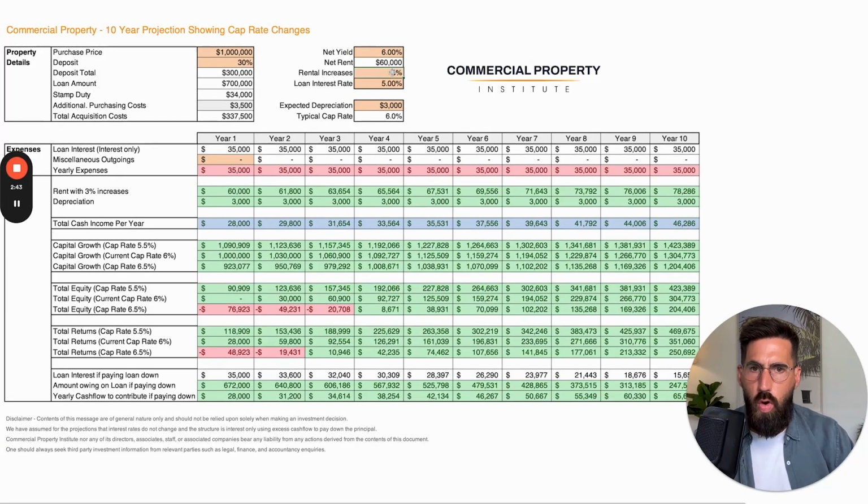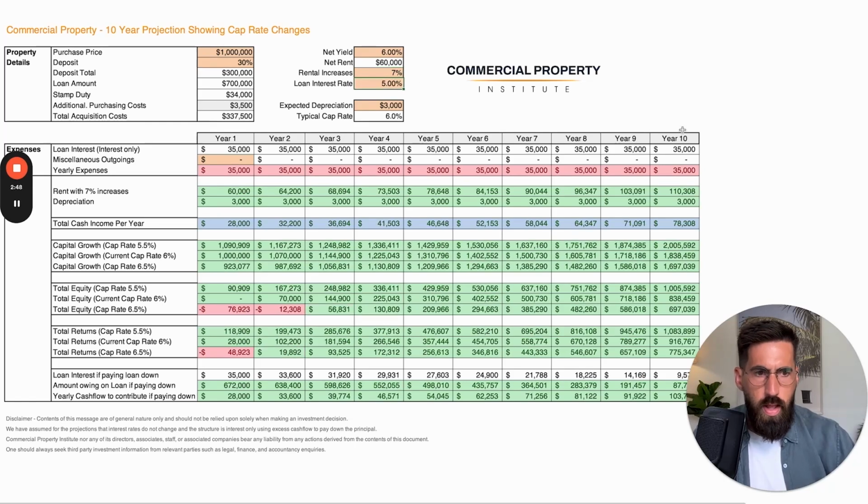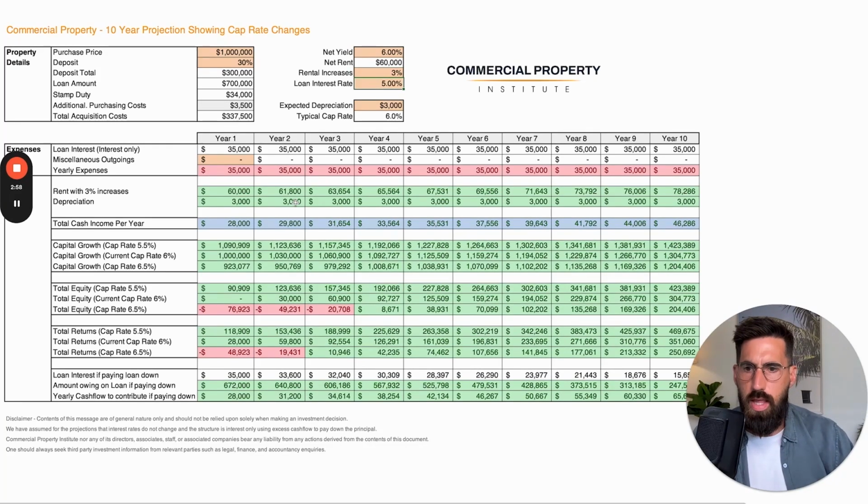And if we saw more rental increases, for instance, if we had a really good few years of 7%, then it becomes $78,000. So we can play with those numbers to see what the cash flow might look like in, say, 10 years' time, or 5 years, or 3 years.